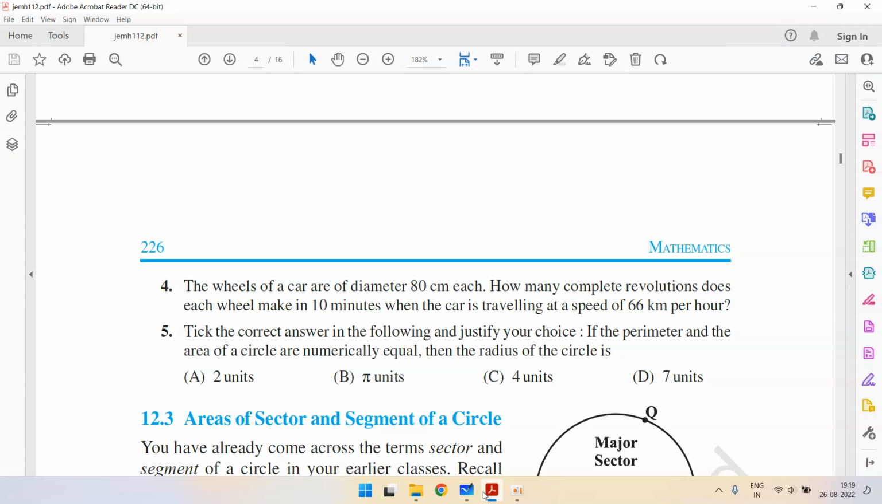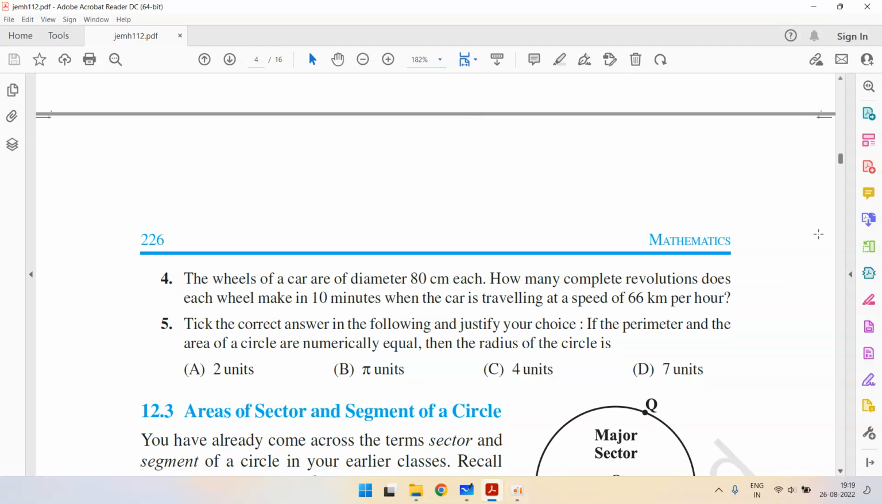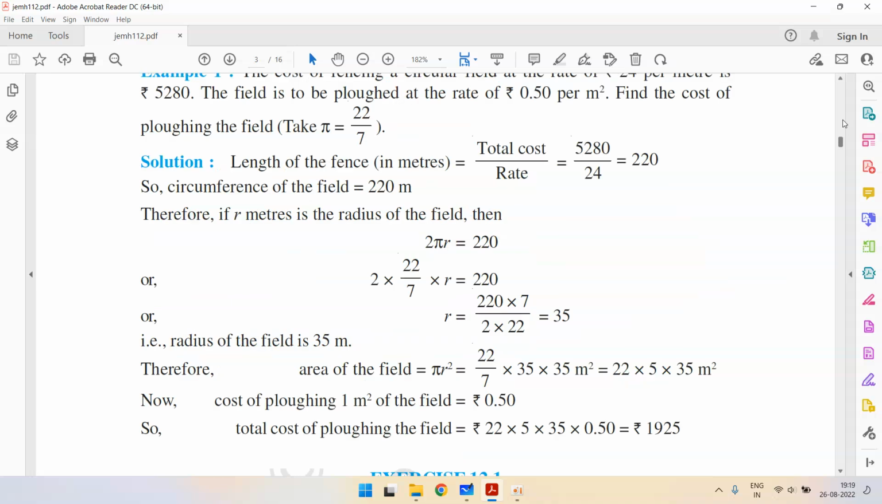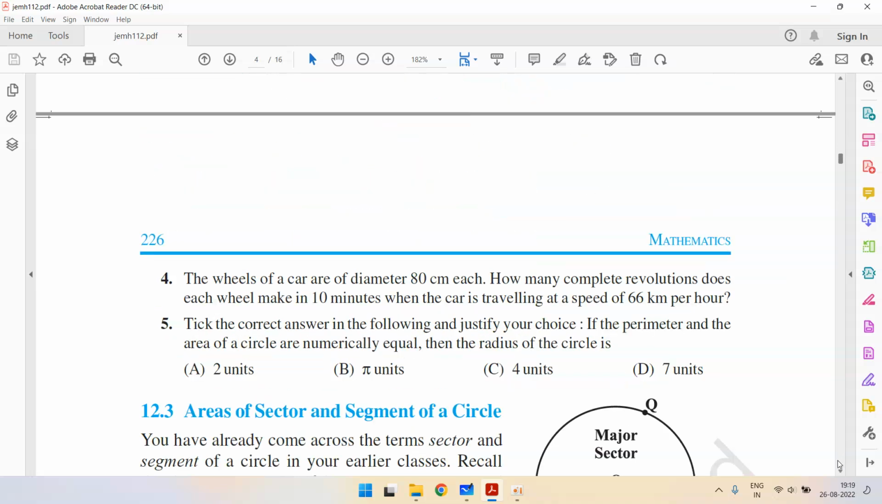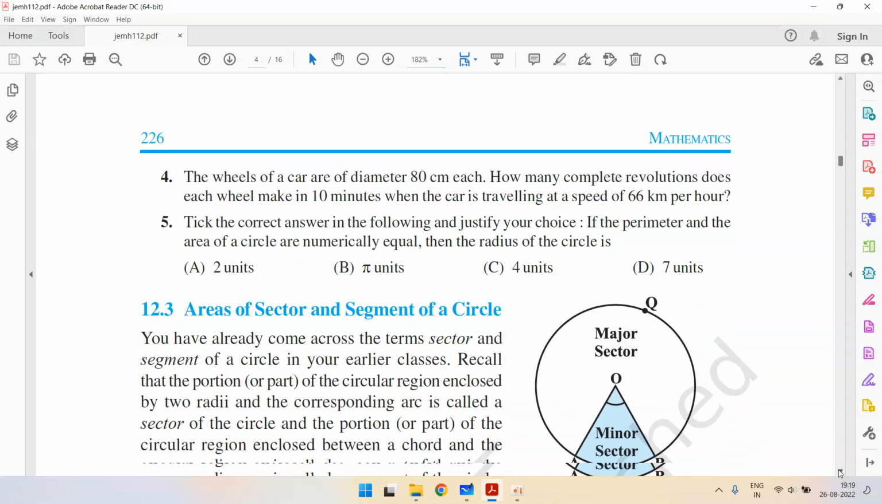Good morning, students. In the previous lecture, we did up to question number 5, exercise 12.1. We have completed exercise 12.1. Now we are moving forward.